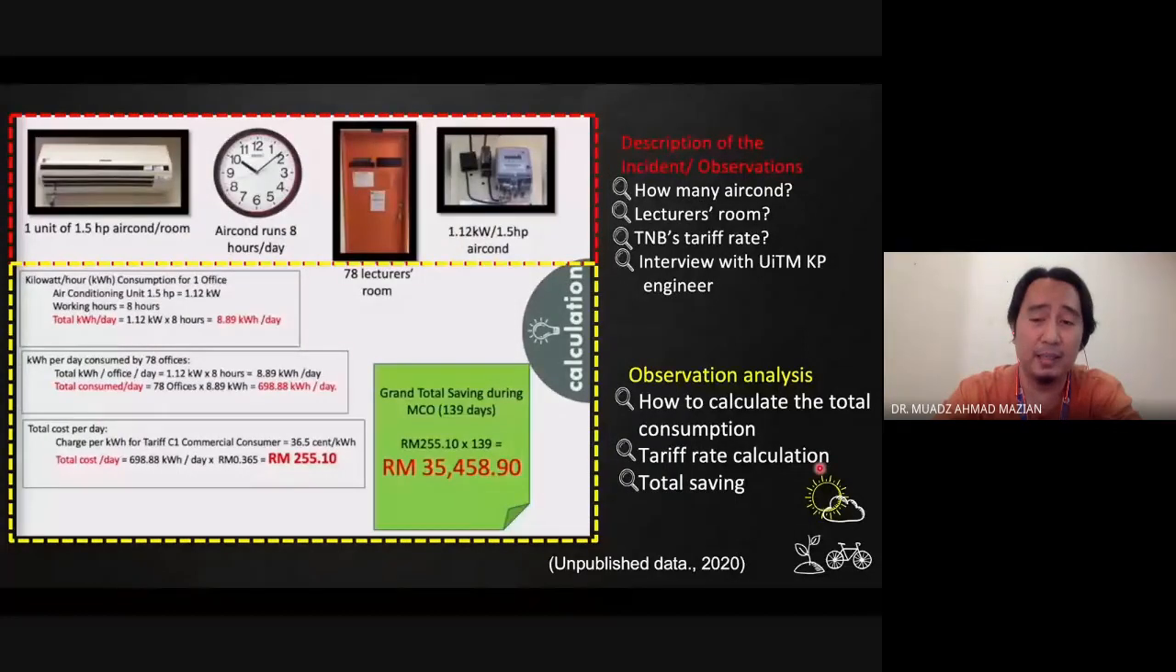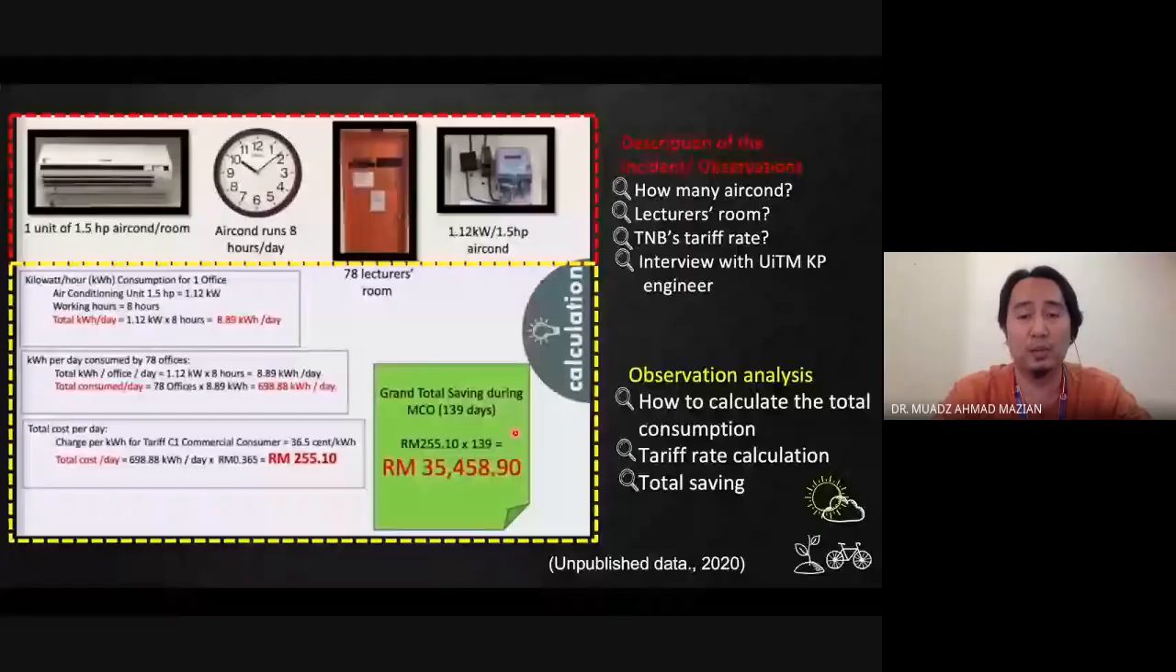Set by TNB. Okay, and how many total savings can I get? So semua ni I put it in the observations analysis with this calculation. Based on our calculations, from the observation that we did, through the MCO, around 139 days, we can get a saving of electric consumption up to 35,000. Okay, 139 days is around 3 months plus, 3 months, 4 months plus.